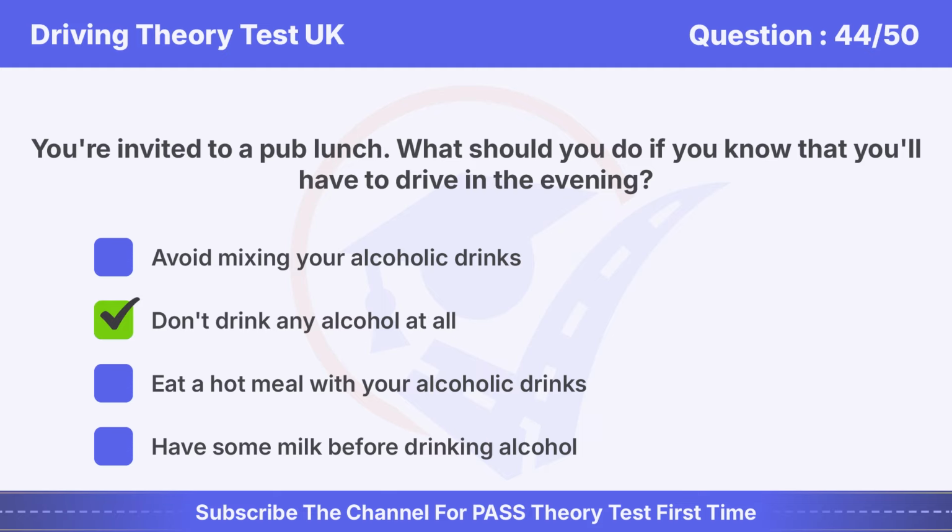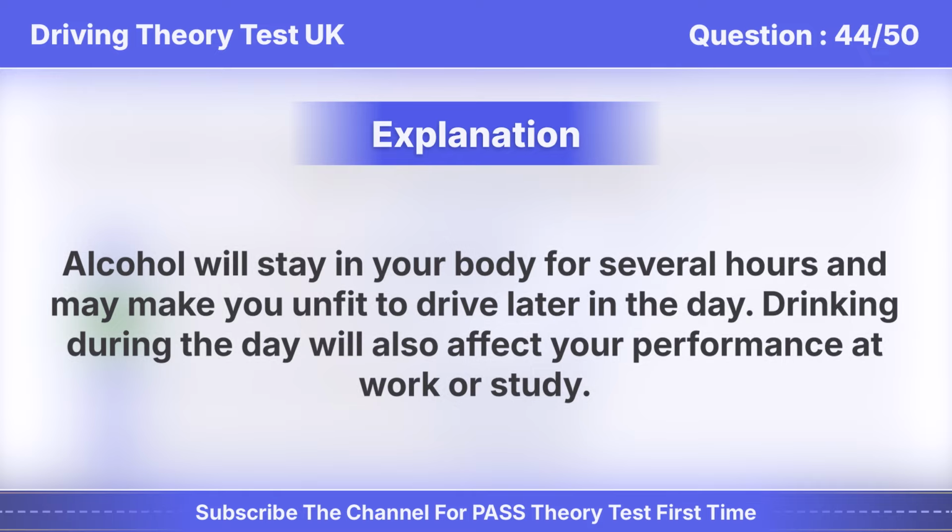Answer is B. Don't drink any alcohol at all. Alcohol will stay in your body for several hours and may make you unfit to drive later in the day. Drinking during the day will also affect your performance at work or study.